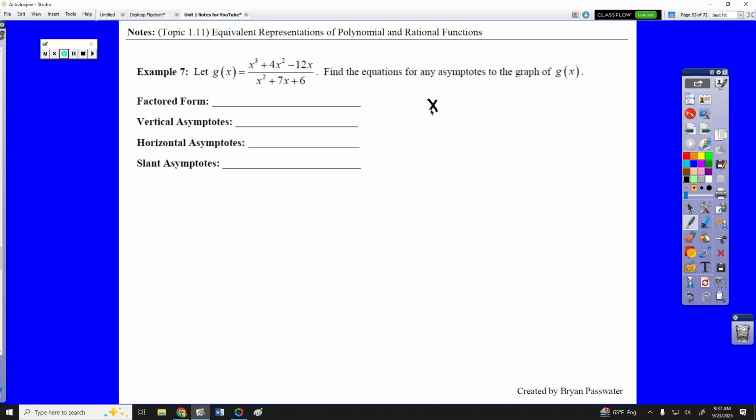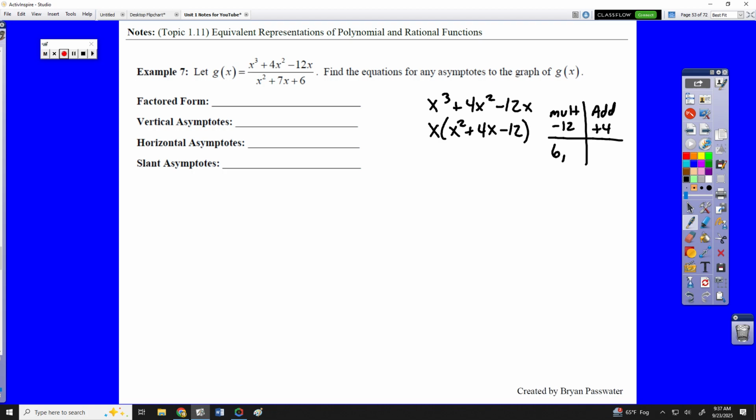Our numerator is x cubed plus 4x squared minus 12x. That has a GCF of x, which means we would be left with the trinomial x squared plus 4x minus 12, meaning we're looking for a pair of numbers that multiplies to negative 12 and adds to positive 4. That would be 6 and negative 2. So our numerator factors into x times x plus 6 times x minus 2.